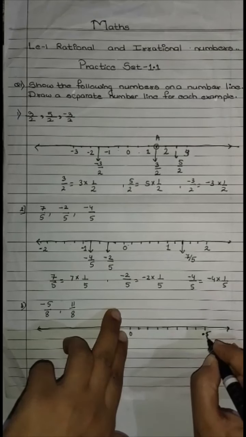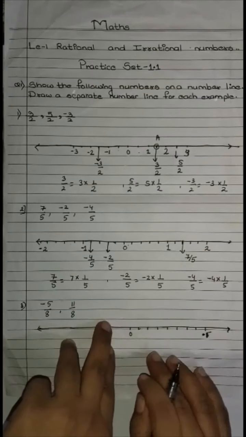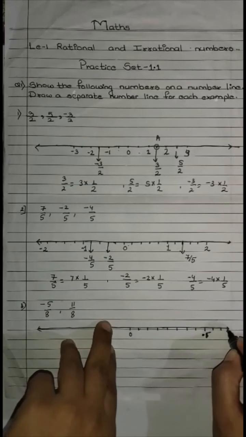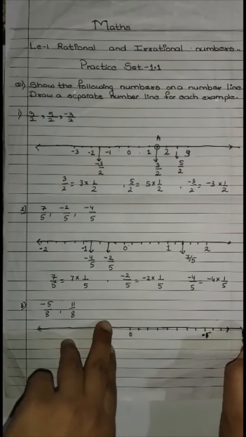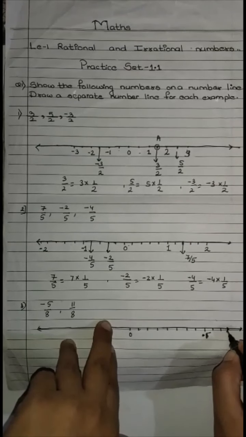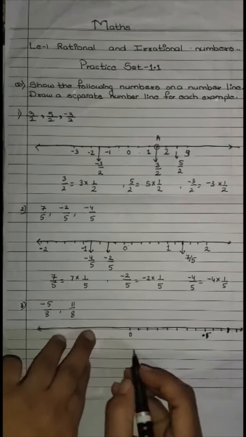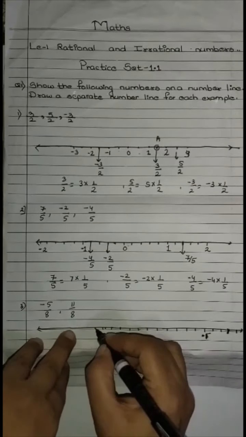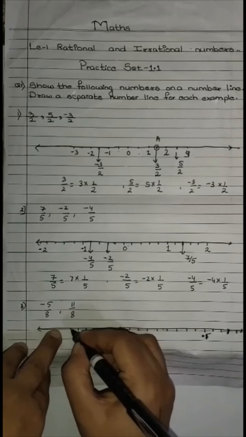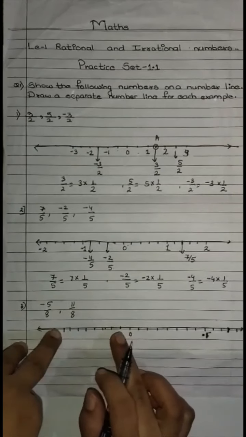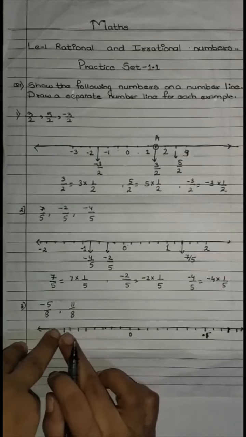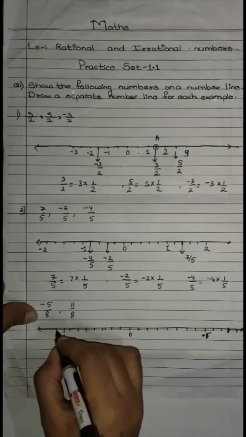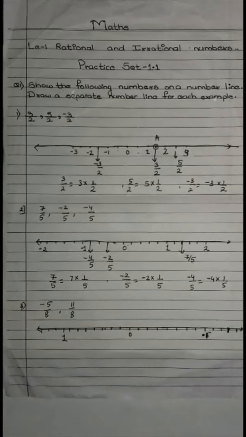This is your 1. Okay, now 1, 2, you can go further. 1, 2, this is your third point, this is your fourth point. Now see here, 1, 2, 3, 4, 5, 6, 7, 8. This is your 1. Here 1, 2, 3. Again you can move further.